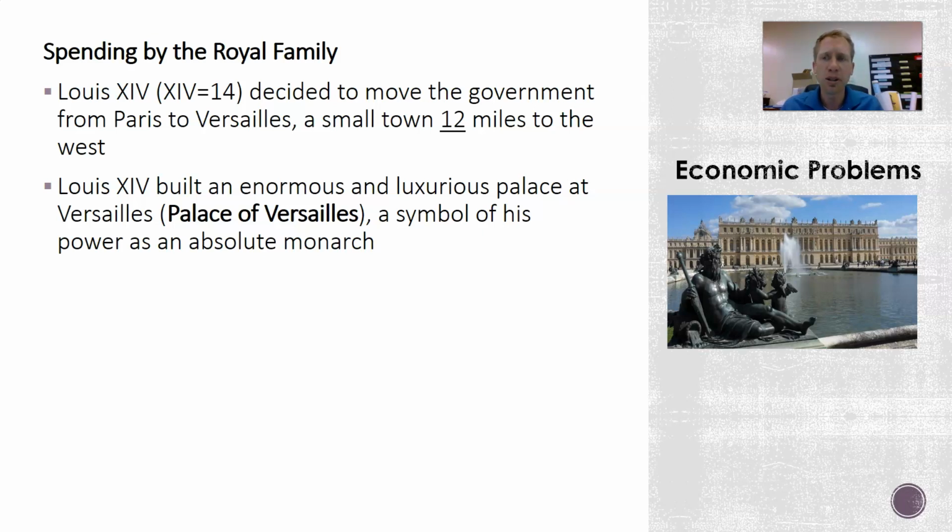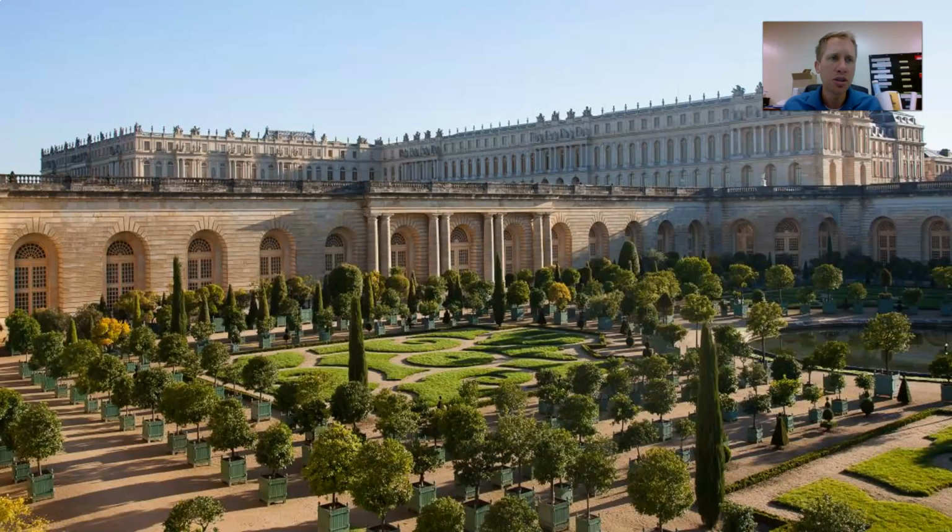It's a symbol of power as an absolute monarch. It's one of the most famous palaces in the history of the world. It's still open today and one of the most visited tourist attractions in all of France. More people visit this than the Eiffel Tower. And here you can see a little picture of what it would look like. In the background, you see the fountain with the statues.